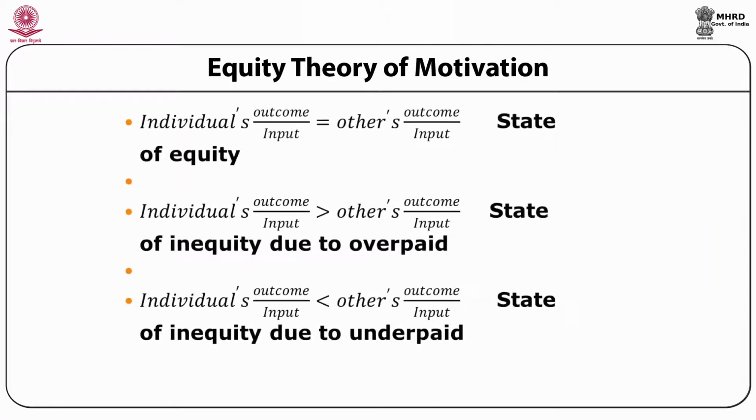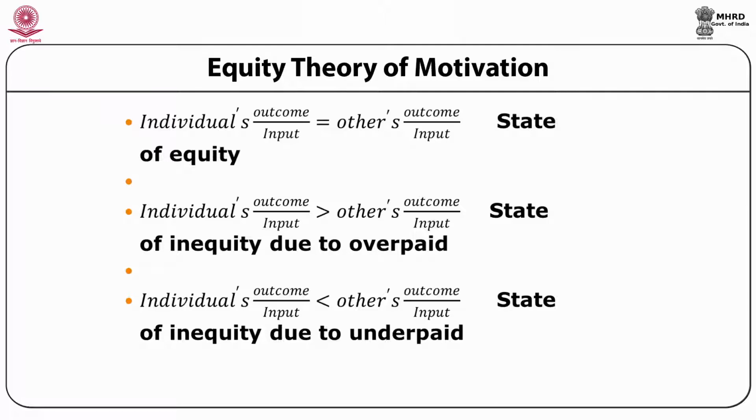We can see the state of equity and inequity with the help of these equations. In the first equation, the individual's outcome input ratio is equal to the outcome input ratio of the other person with whom the individual is making comparisons. In this case, a state of equity exists.